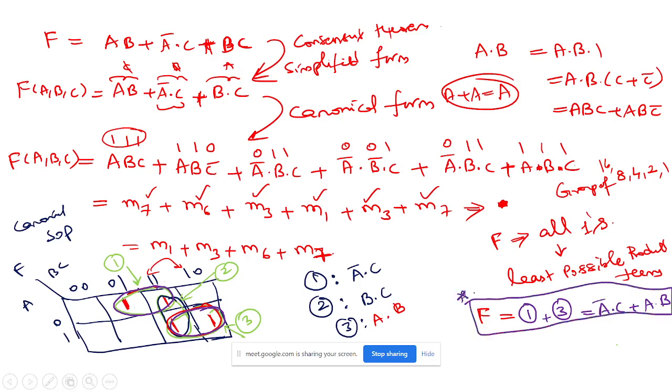The moment you write the answer by using K-map, nobody is able to simplify it further. If somebody is able to simplify it further, then we are doing something wrong. Are you getting it? Right?